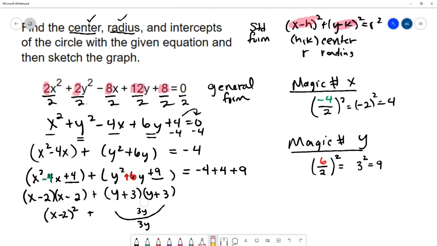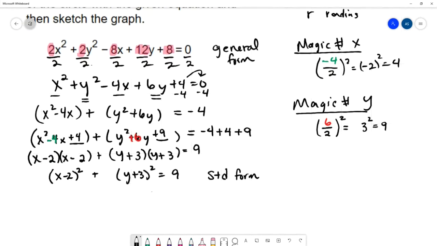And not only does it factor, but you can see those two binomials are the same. y plus 3 times y plus 3 is the same thing as y plus 3 squared. On the right-hand side, we'll combine like terms. Negative 4 plus 9 is 5. And now we've written this equation of a circle in standard form. And now that it's in standard form, it's easy to identify the center and the radius.